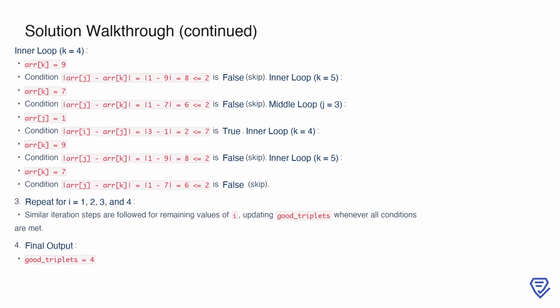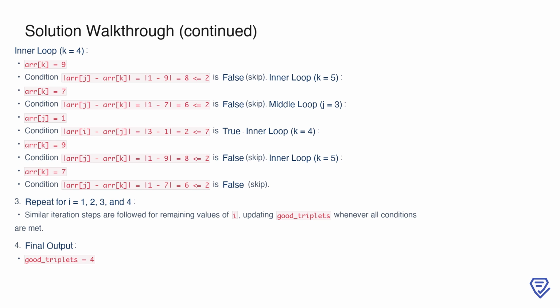Continuing with k equals 4, where arr[k] is 9, we calculate the absolute difference between 1 and 9, which equals 8 and exceeds b, 2. Thus, we skip to k equals 5. Here, arr[k] is 7, and the difference between 1 and 7 equals 6, which also exceeds b. Returning to the middle loop with j equals 3, arr[j] is 1.